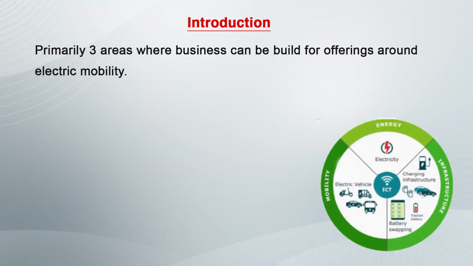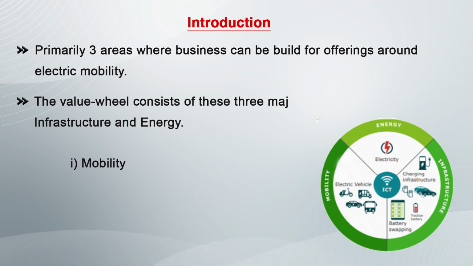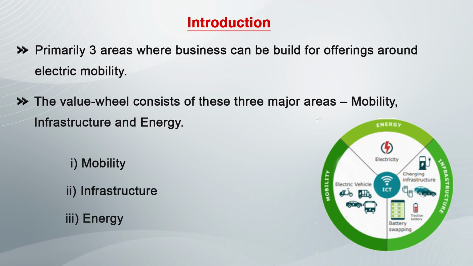So there are three primary areas where your business can invest and build offerings around electric mobility. Therefore, the value wheel consists of three major areas. First one is mobility, second one is infrastructure, and third one is energy. So let us discuss mobility.